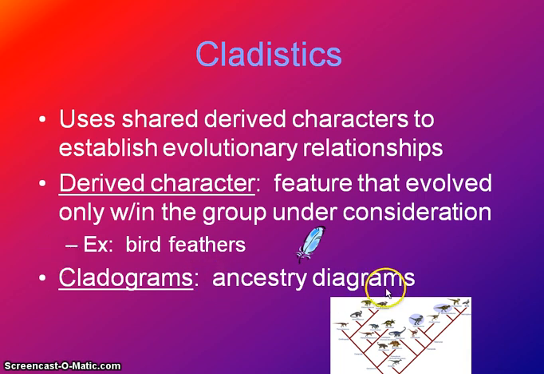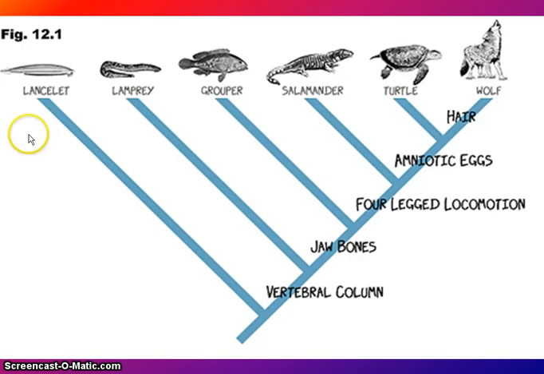And a cladogram is just an ancestry diagram similar to a phylogenetic tree, but it's going to focus on these derived characters. This is an example of one. The ancestor would be down here, and everything above it would have all of these characteristics. But here you start to branch off the lancelet, and it does not have these characteristics up here. It doesn't have a vertebral column, it doesn't have a jawbone, four-legged locomotion, and so on.